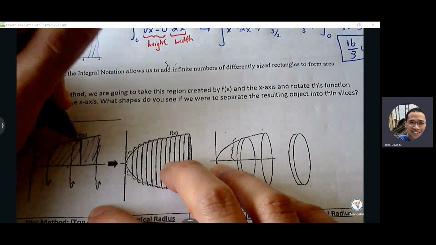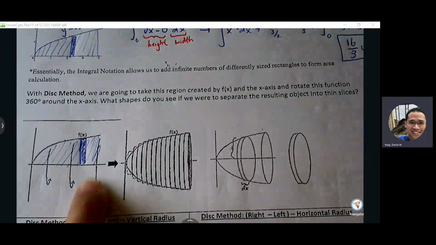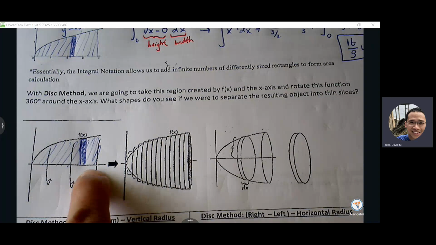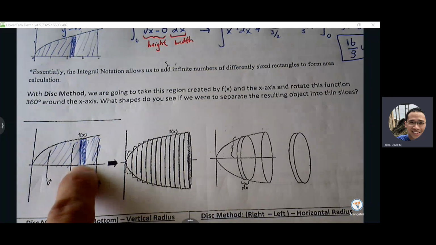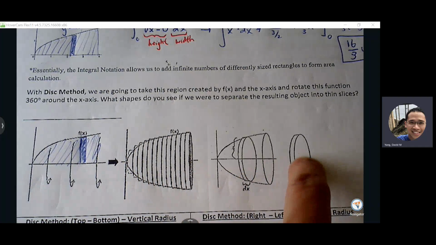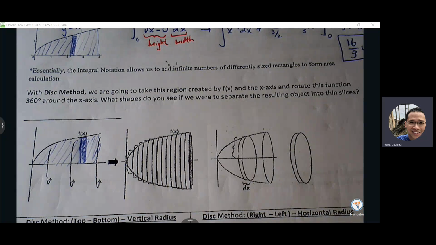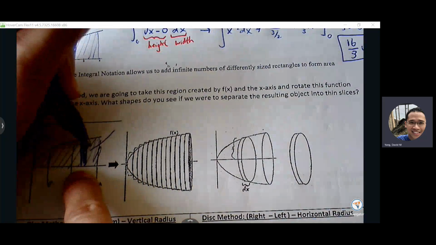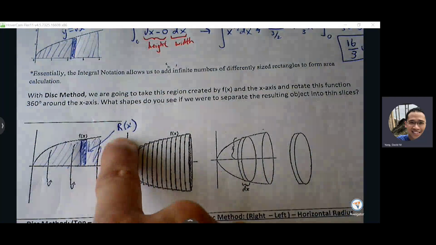Now, before we said that these were rectangles, right? We're still going to use this information. We're still going to do this top minus bottom here. But now, instead of this being the height of a rectangle, now this is going to be representative of the radius of a what? Of a circle. Okay, so that's really the thing here, that now this is going to represent the radius of a circle. We're going to call it big R of x.